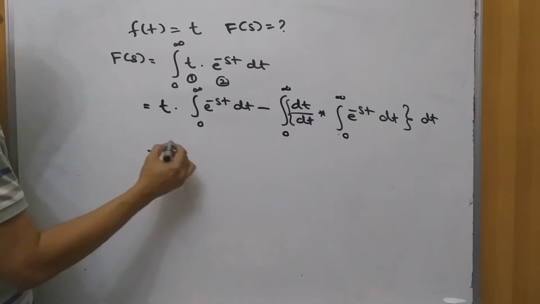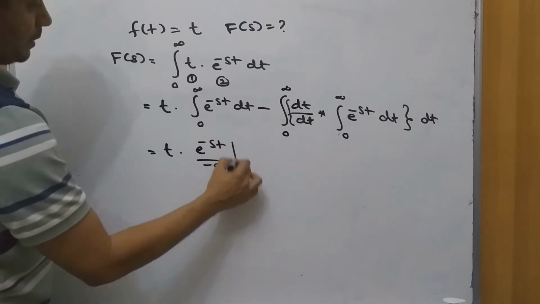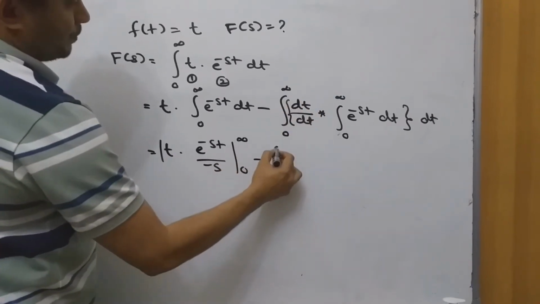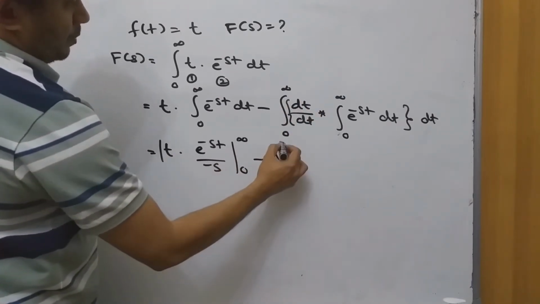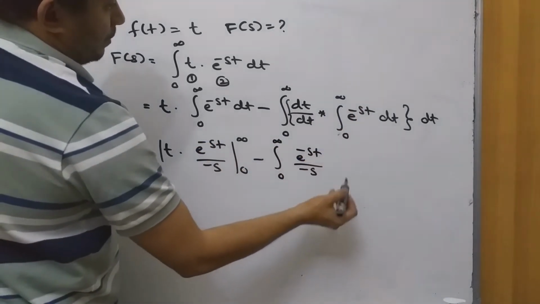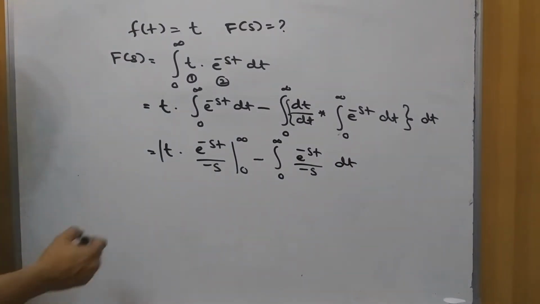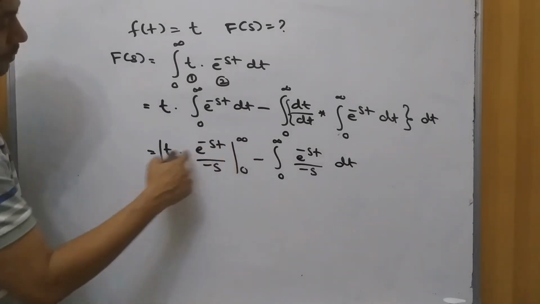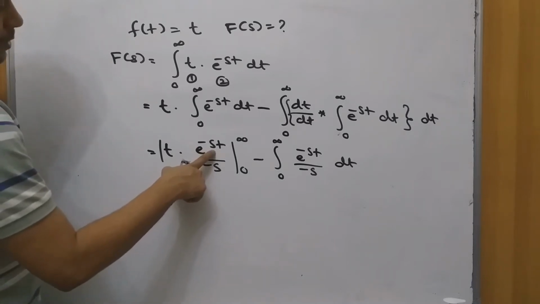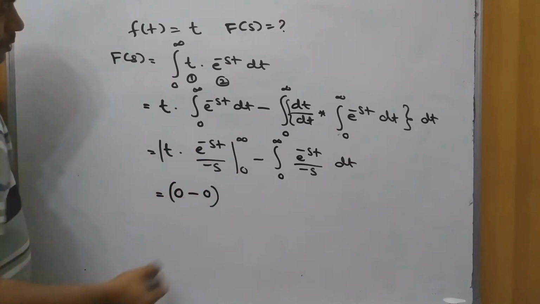So if we do that, we'll get t into e raised to minus st. If you integrate, we'll get e raised to minus st by minus s within the limit 0 to infinity, minus, this is going to be 1. So 0 to infinity, if you integrate this term, we'll have e raised to minus st by minus s times dt. If you apply the upper limit, it is going to be infinity, but e raised to minus st is going to be 0. So the whole term will be 0. Then if you apply the lower limit, it is also 0. So the answer is supposed to be 0 minus 0.